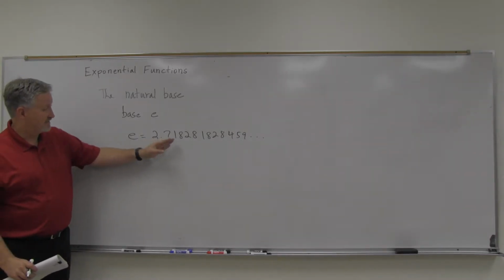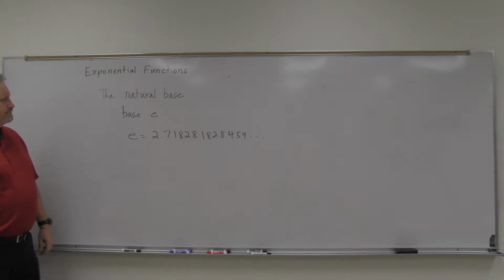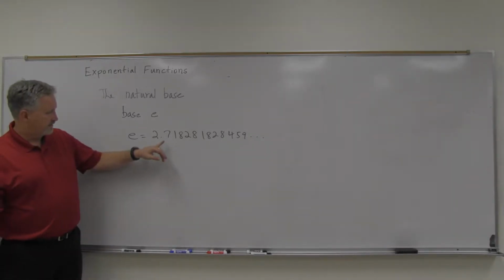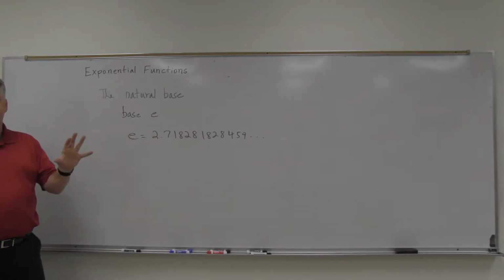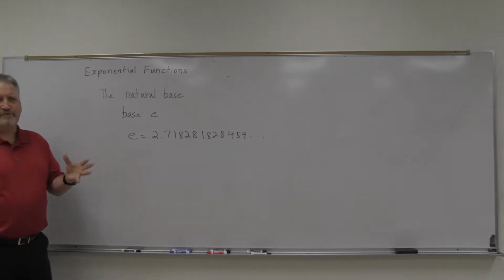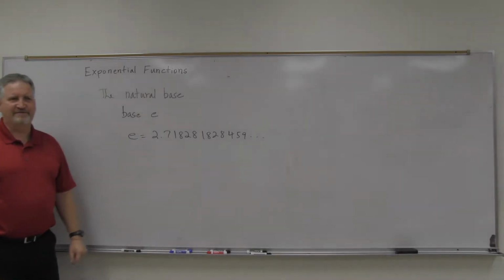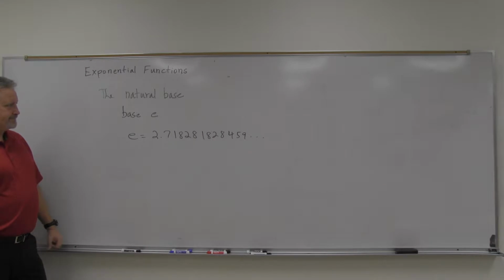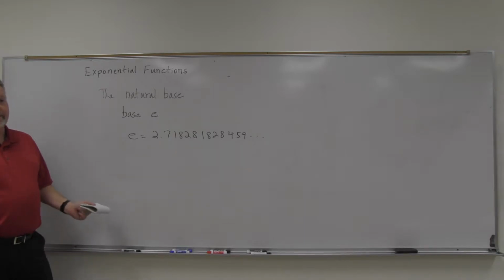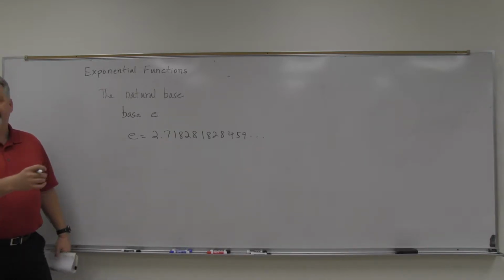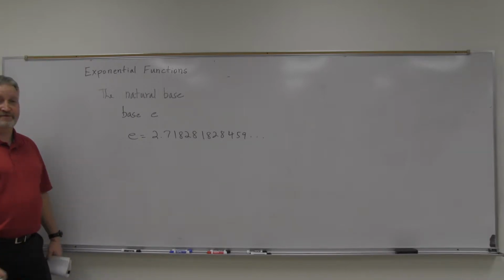E is 2.71828, what you see there. So it's about 2.72. You know, we round off pi to 3.14. Well, E is about 2.72. Now, it's just like any other number, though. And the good news is the calculators come equipped, most scientific calculators anyway, come equipped with an E button.